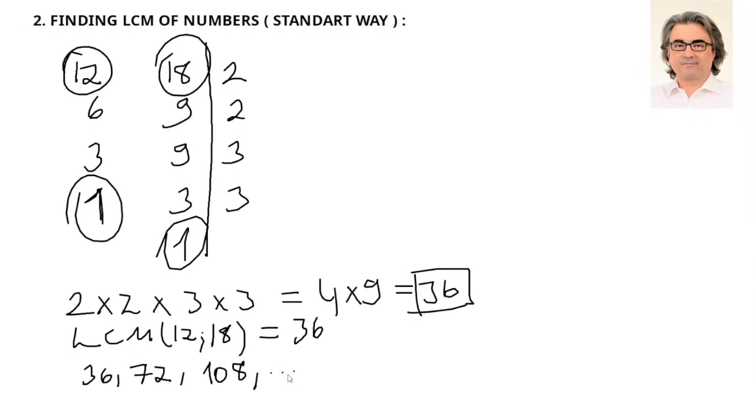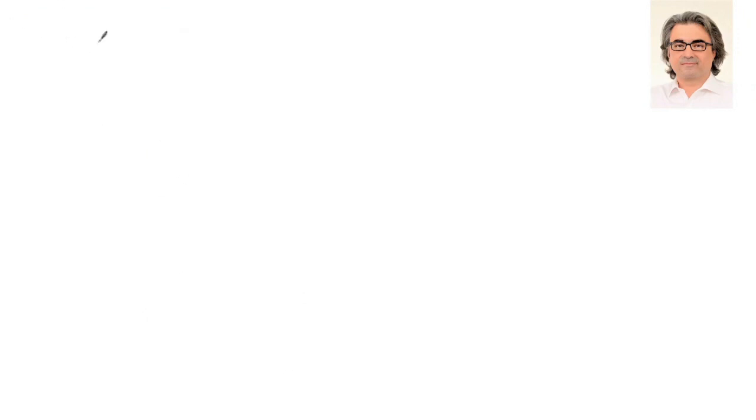Now, this was our standard way to find the least common multiple of numbers. Don't forget the way, okay? Now let's write another example. Let's write here a bit huge numbers. 108. 108 is very huge. And what about this next one? 108 and 40. Now, let's find the least common multiple of these two numbers.